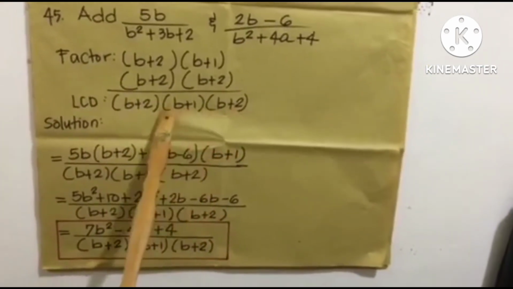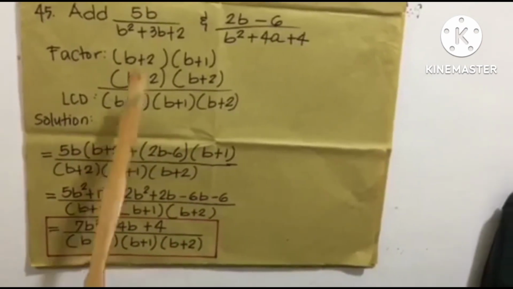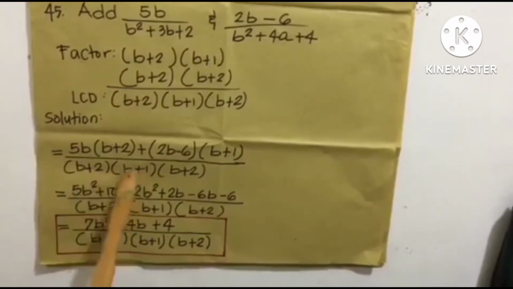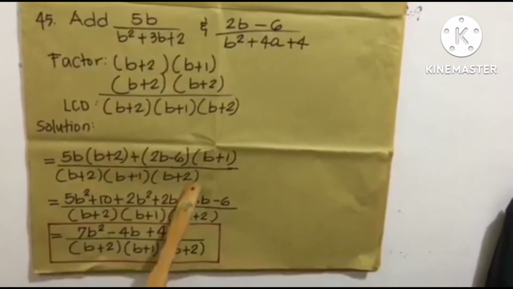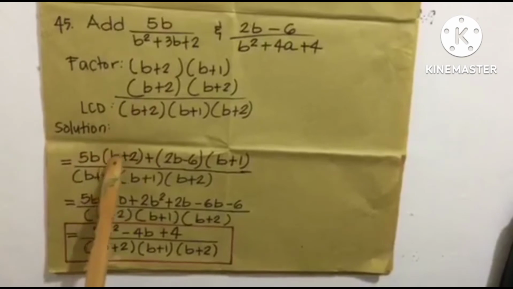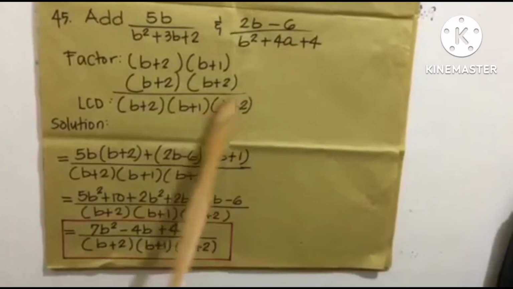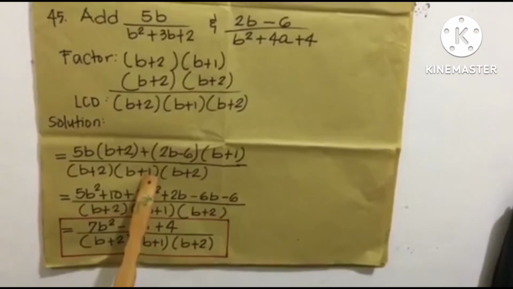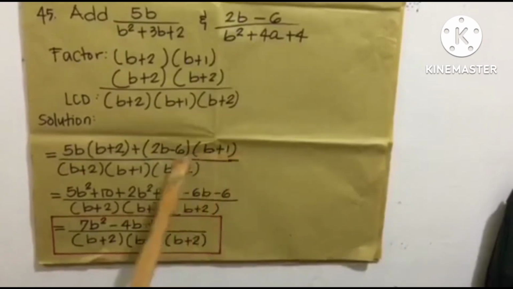Then for our solution, we're going to write this as the denominator, and then we're going to divide. b squared plus 3b plus 2, divided here, so b plus 2, b plus 1, the b plus 1 cancels, b plus 2 is the remaining, so this will be multiplied to the numerator: 5b times b plus 2. Plus, then for this one, the factor is b plus 2 twice, so the remaining is b plus 1. Then multiply now 2b minus 6 times b plus 1.